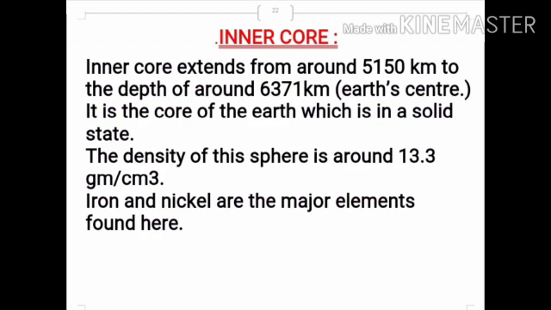Iron and nickel are the major elements found here. So children, what we have to remember? What is the depth? 5150 kilometers to 6371 kilometers. And what is the density? 13.3 gram per centimeter cube. And the elements found here are iron and nickel. That's all for our inner core.